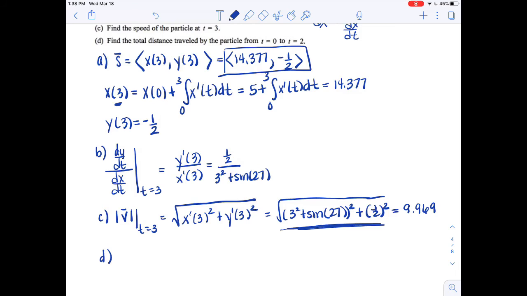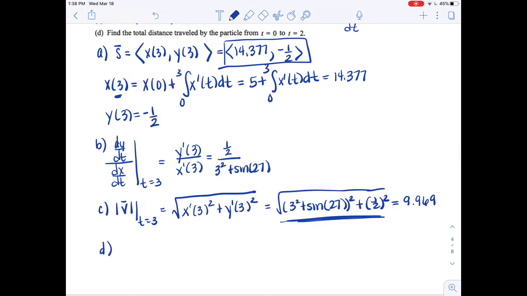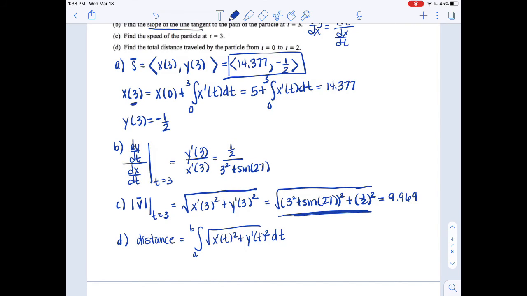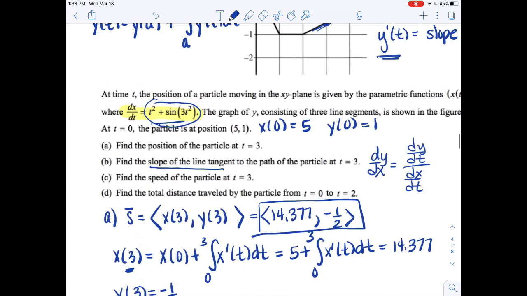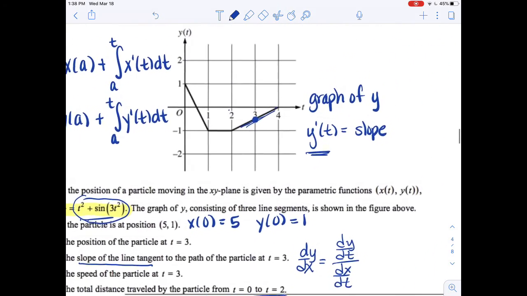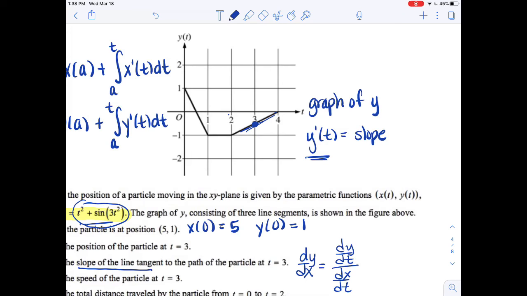Okay, now for the last question, you're calculating the total distance traveled by the particle from 0 to 2. If you remember, distance comes from integrating the speed. So it's the integral from a to b of the square root of x prime of t squared plus y prime of t squared dt. What's interesting in this question is that we're working on the interval from 0 to 2. As I mentioned before, you have a function for x prime, but you don't have a function for y prime, so you're going to have to use the values off of the graph we have right here.